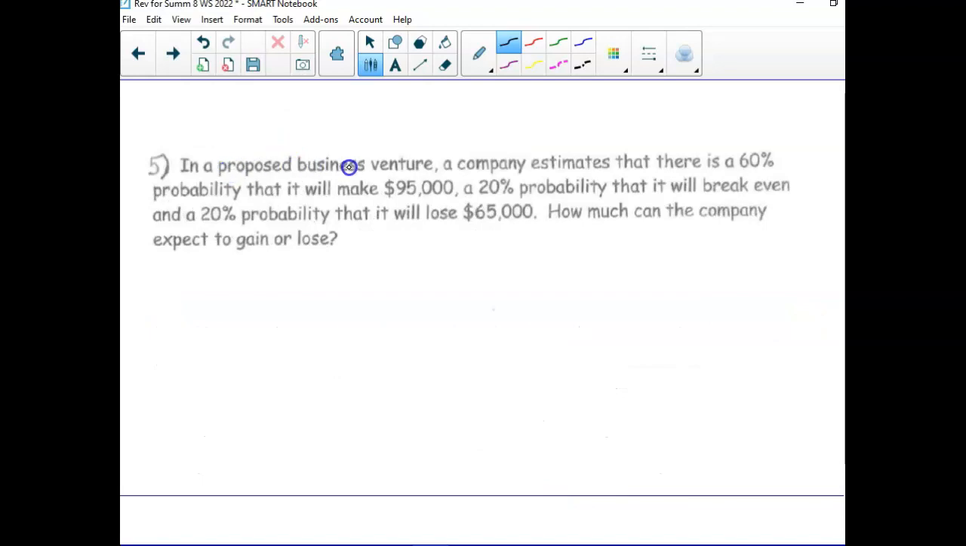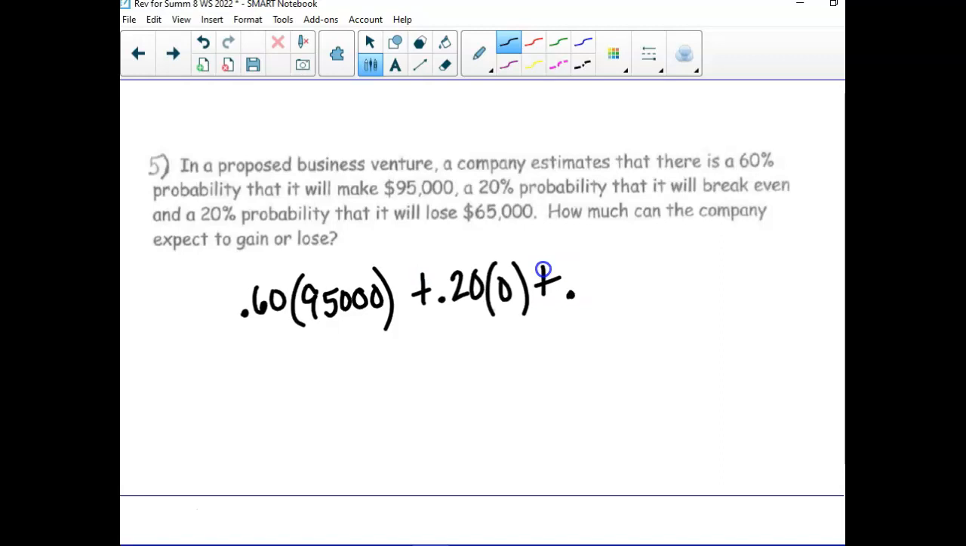It says in a business venture, a company estimates that there's 60% probability that they'll make a $95,000 profit, 20% probability that they'll break even and make nothing, and a 20% probability that they'll lose $65,000. So that's how you would do that one and then figure out the average. Okay? It's not really an average, it's just how it works.